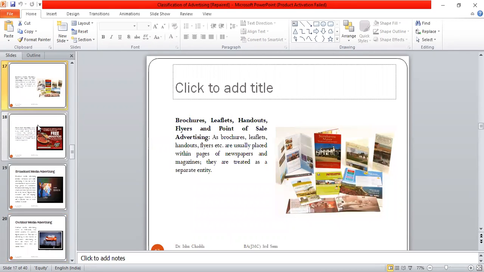The next is brochures, leaflets, handouts, flyers, point of sale advertisement. You must be aware of these types of ads. Many brochures and leaflets are usually placed within the pages of newspapers and magazines, so they are treated as a separate entity. Many small entrepreneurs use this type of ad for promotion of their products.